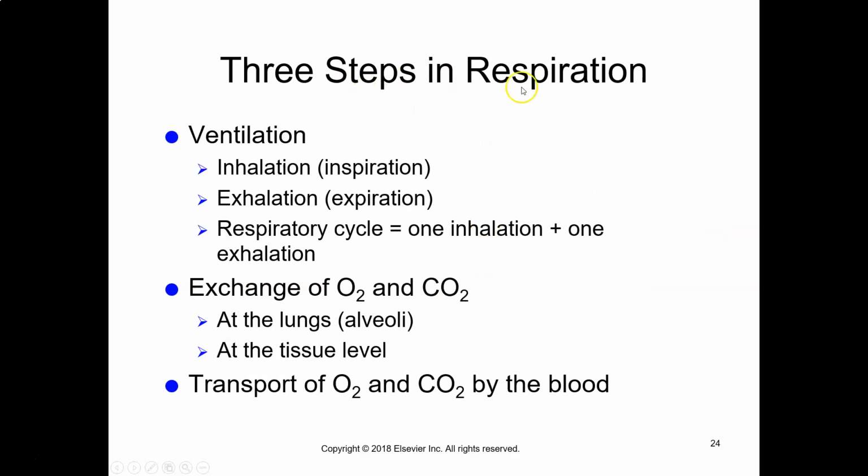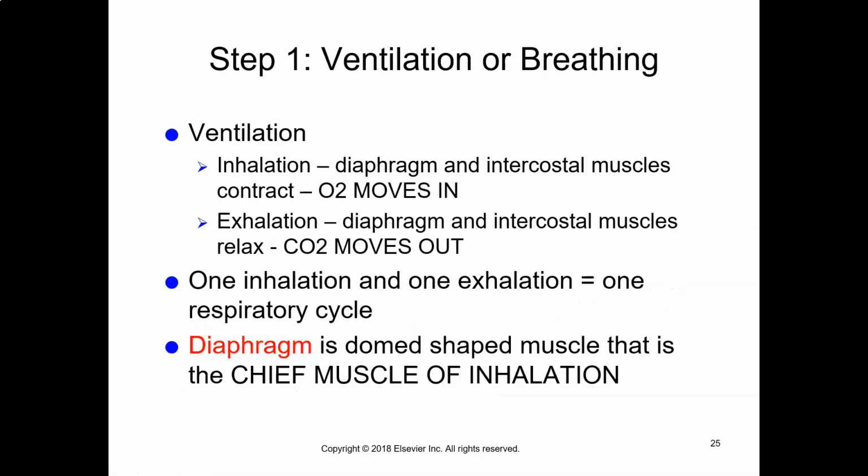So you have 3 steps in respiration: ventilation, which is inhalation and exhalation, which we've already talked about, and then the cycle. The respiratory cycle is one inhalation and one exhalation. That's simple. Exchange of oxygen and CO2 is in the lungs at the alveoli and at the tissue level. And the transport of those two is by the blood. And I will let you read all that.